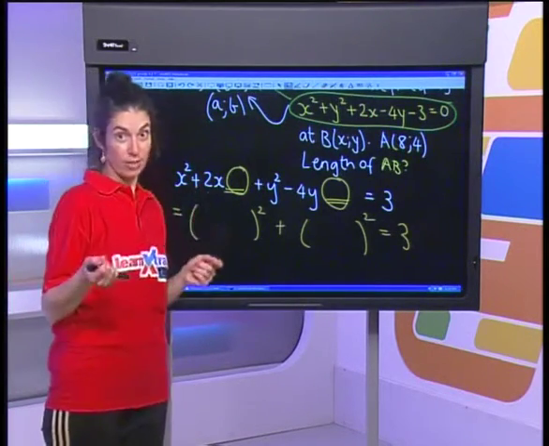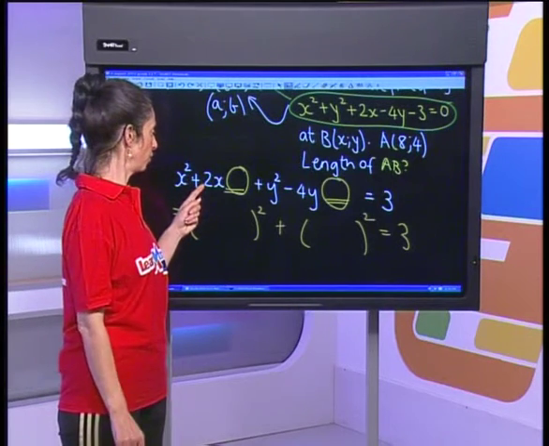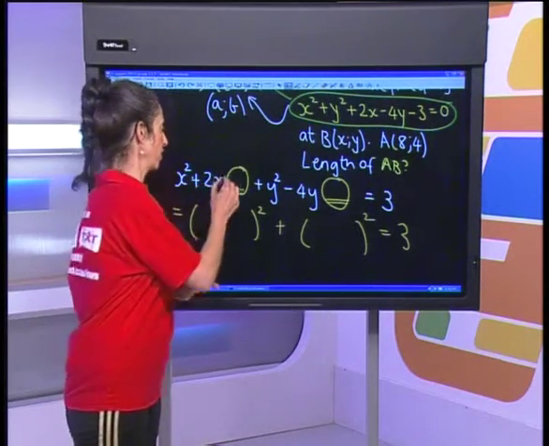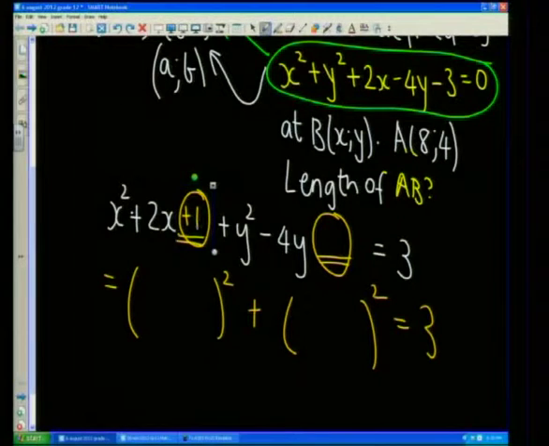And we've got a process for that. We would take half of 2, which is 1, and we would square it, so it would be plus 1. So if I add 1 on, I'm going to be able to factorize. Half of 4 is 2. 2 squared is 4. So I'm going to add plus 4 on this one.